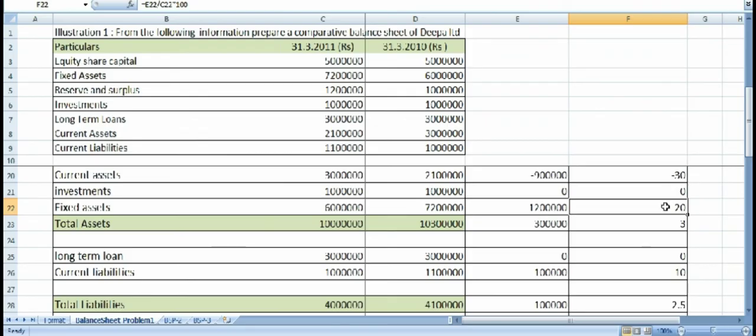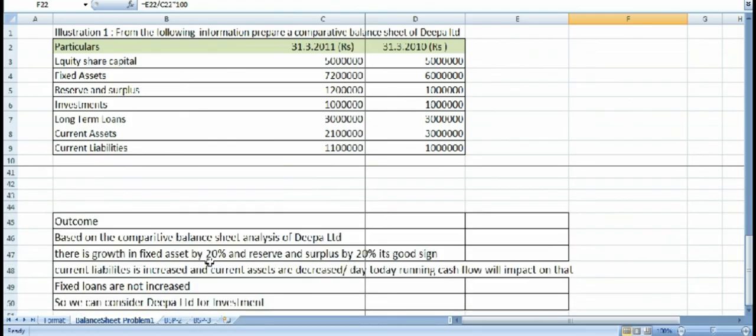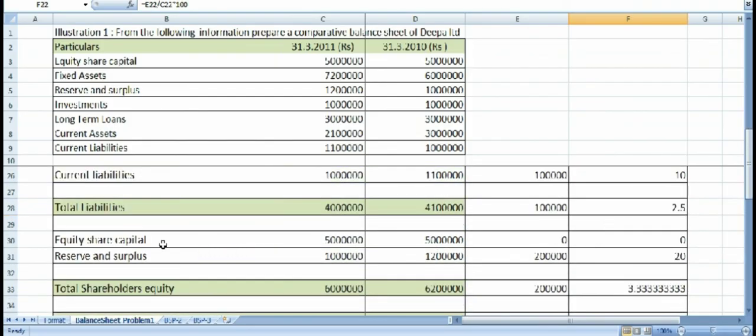They have a surplus amount to make this kind of investment. This investment can be either for expansion or for interest earning. So there is an increase of 20%, and I'm just recording that 20%. And also the company has a reserve and surplus increase of 20%. It's a good sign. Next we have to look at the reserve and surplus section.